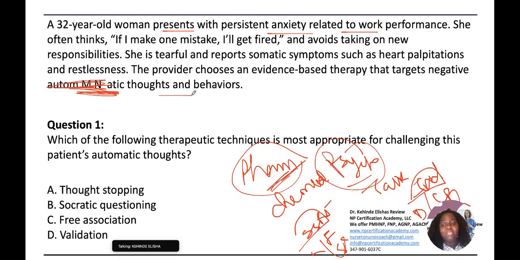Now, the question is, which of the following therapeutic techniques is most appropriate for challenging this patient's automatic thoughts? A, thought stopping. B, Socratic questioning. C, free association. D, validation. Providers, drop your answers in the chat. I'll be taking a look at what you picked.